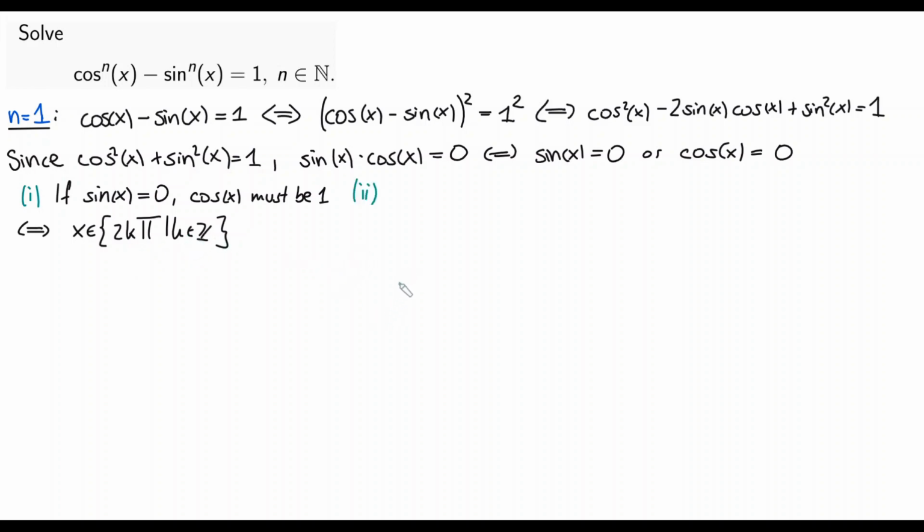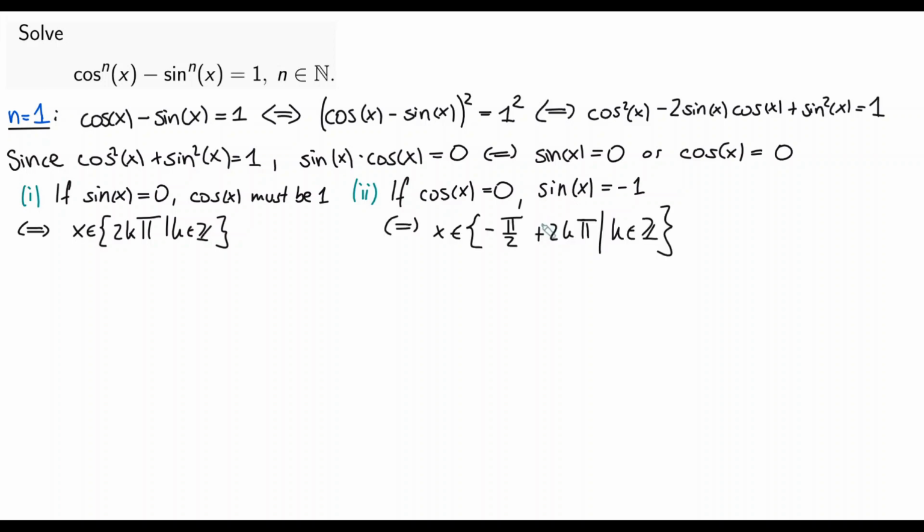And the second case works analogously. If cosine of x is 0, then of course sine of x must be equal to negative 1. And if cosine of x is 0 and sine of x is negative 1 at the same time, then x must be an odd multiple of pi divided by 2. So for example, 3 halves times pi, 5 halves times pi, 7 over 2 times pi, and so on and so forth. And if you want to write this as a set, you can do it like this: you have the even multiples of pi, and you just subtract pi over 2.